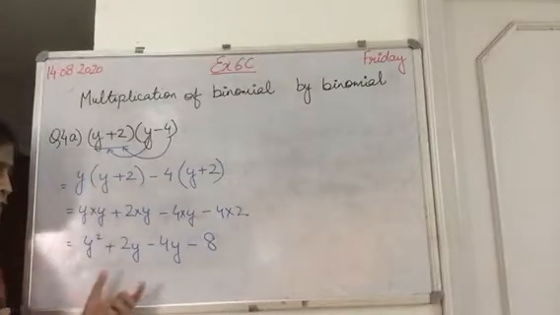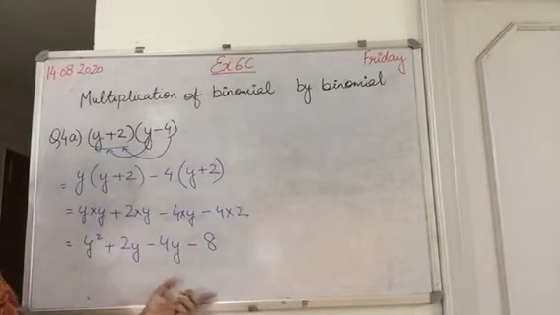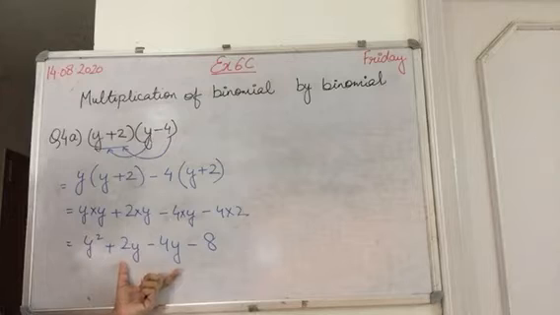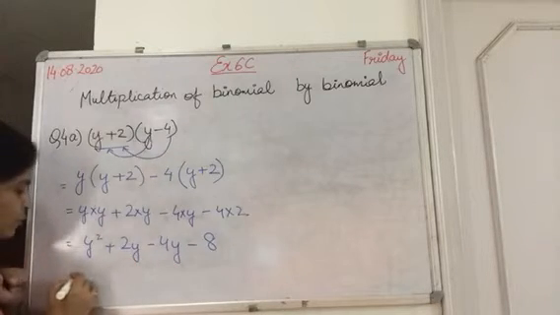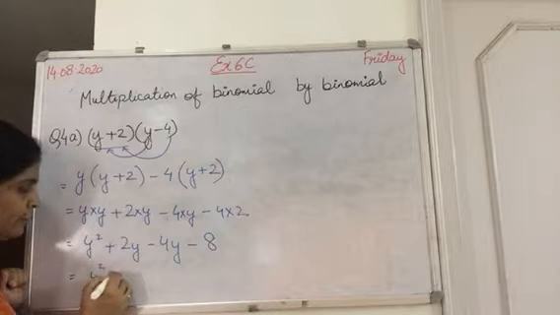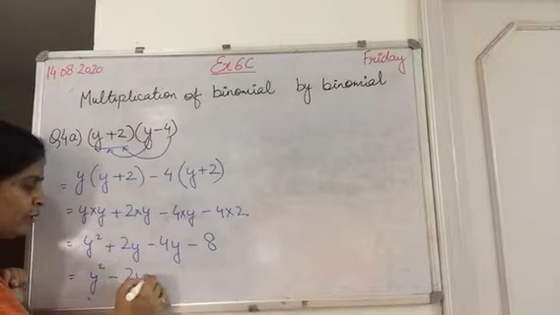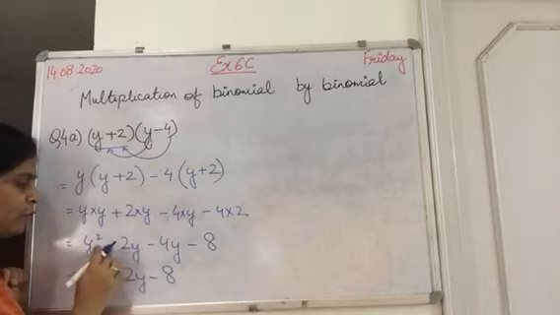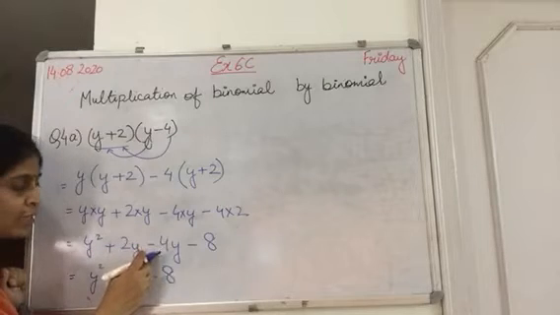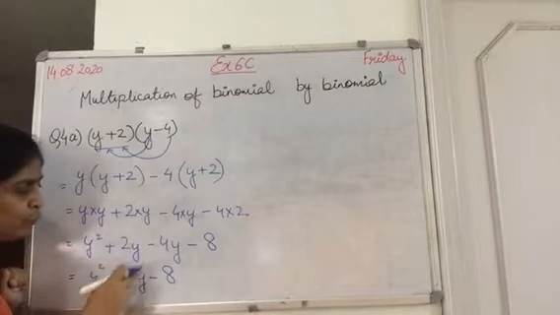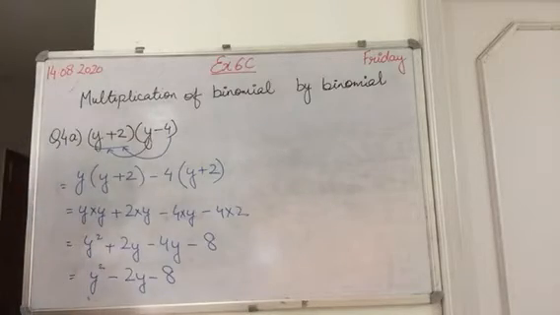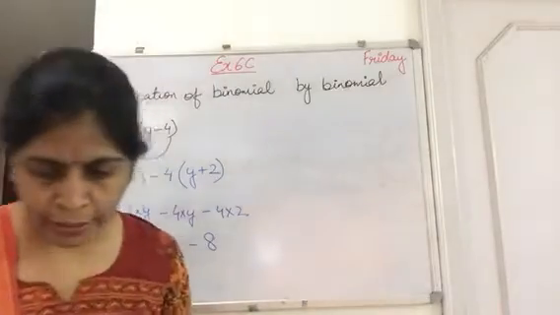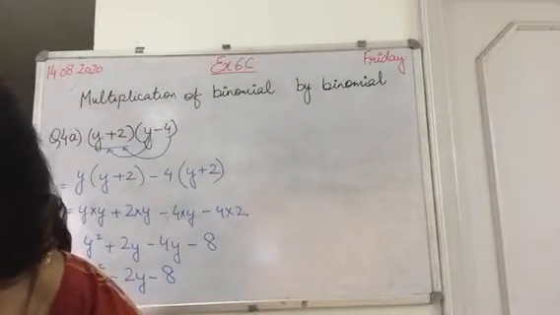Clear all of you? Now you can see after getting this answer, these terms will be like terms. You can simplify 2y and 4y. So it will become y square minus 2y minus 8. Because plus minus is minus, 4 minus 2 is 2. We put the sign of greater absolute value. Understood all of you?